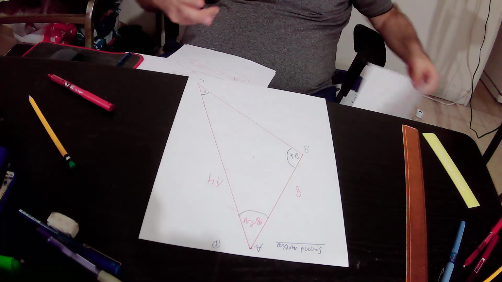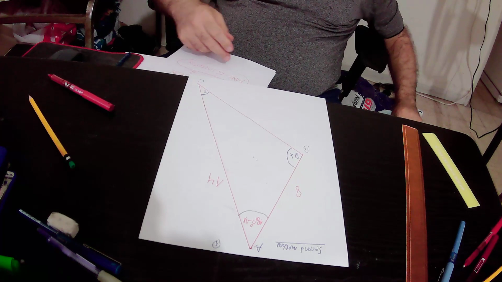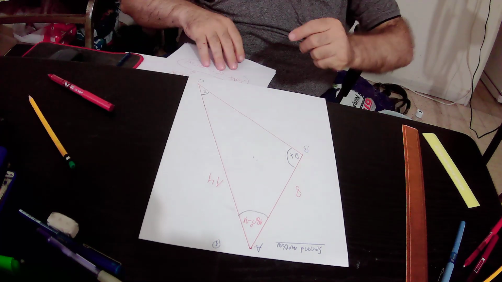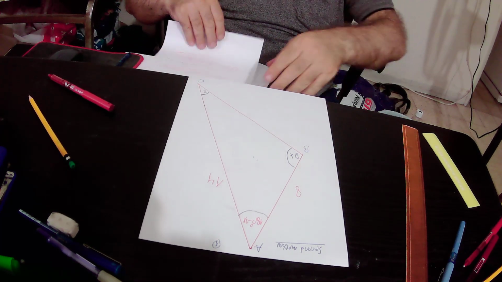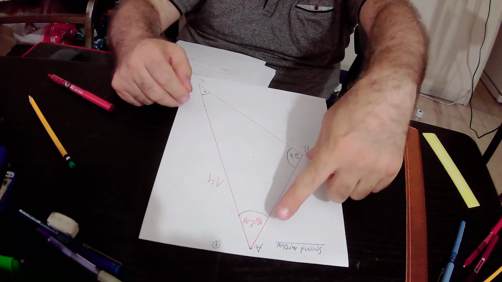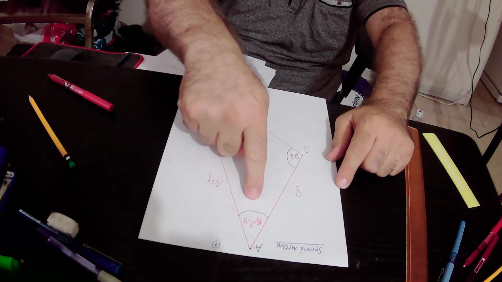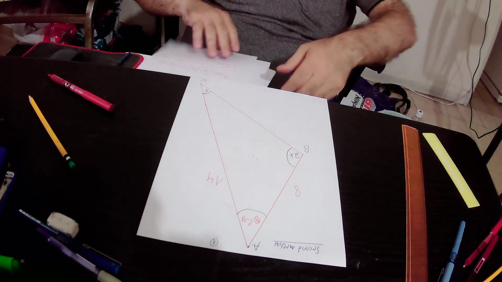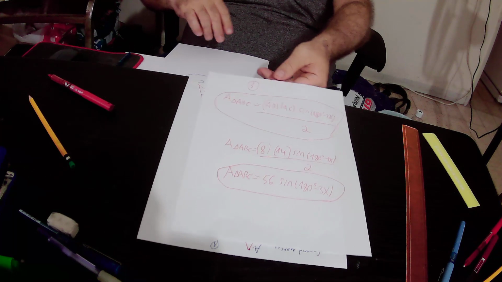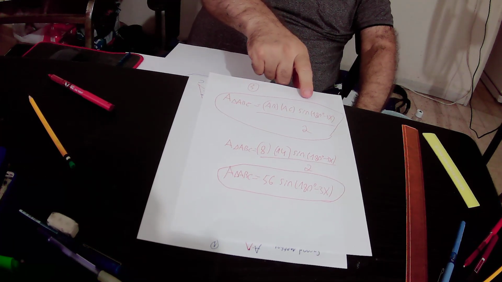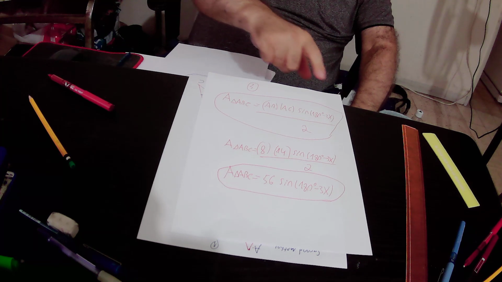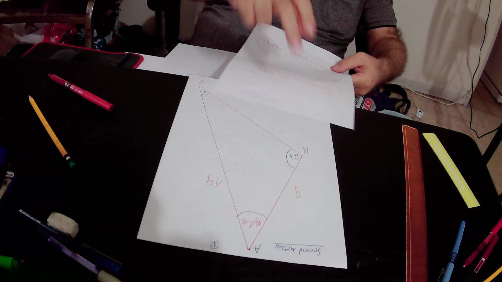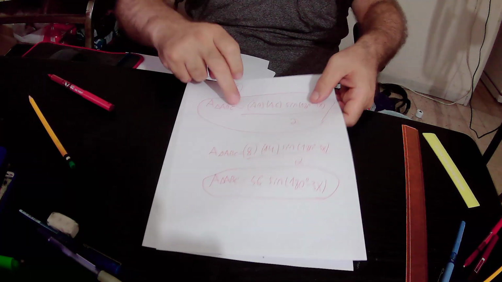So we can use rule number 4 in order to find out the area of this triangle. According to rule number 4, the area of triangle ABC will be equal to AB times AC times sine of (180 degrees minus 3x) over 2. And we know that AB equals 8 units and AC equals 14 units.